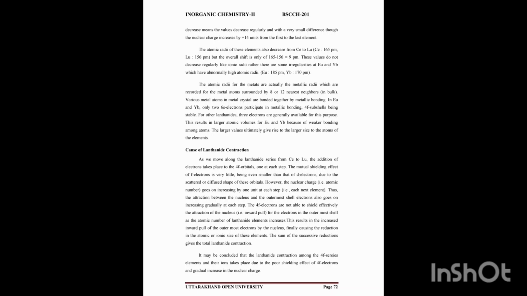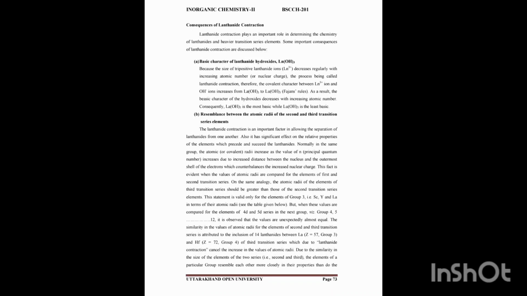The 4f electrons are not able to shield effectively the attraction of the nucleus for the electrons in the outermost subshell as the atomic number of lanthanide elements increases. This results in an increased inward pull of the outermost electrons by the nucleus, finally causing a reduction in the atomic and ionic size of these elements. The sum of successive reductions gives the total lanthanide contraction. It may be concluded that lanthanide contraction among the 4f series elements and their ions takes place due to the poor shielding effect of 4f electrons and the gradual increase in nuclear charge.